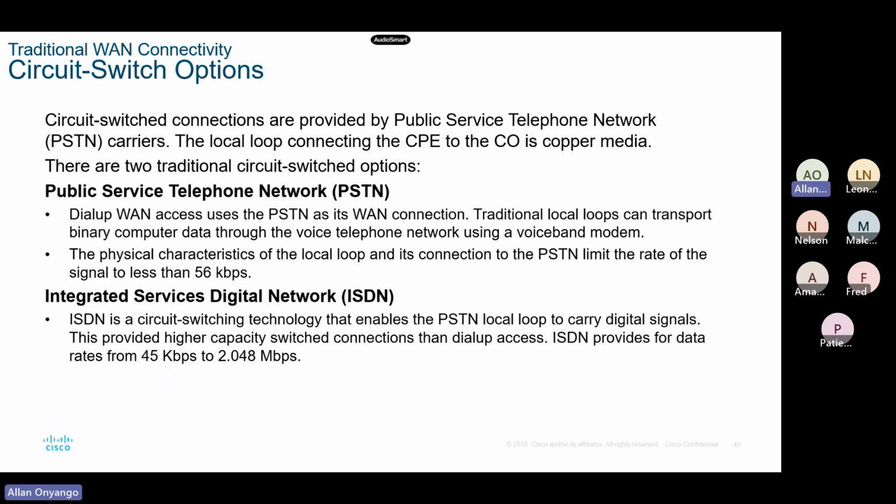Now, for the circuit switched connections, we talked about the PSTN and the ISDN. The PSTN normally involved a loop which could transport binary computer data through a voice telephone network using a voice bandwidth. It could only support less than or equal to 56 kilobits per second, and that is very low. While the ISDN is another circuit switch technology, which could actually carry digital signals, and it provided a bandwidth of between 45 kilobits per second to 2.048 megabits per second. And so these are very low speeds, and that's why we are moving away from these traditional connectivity options.